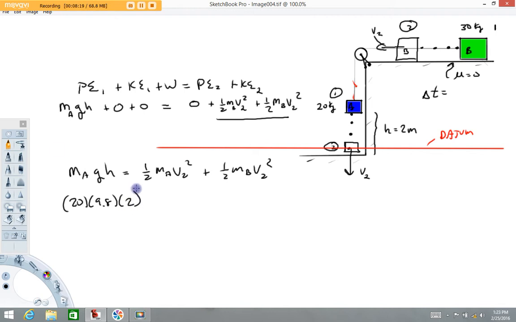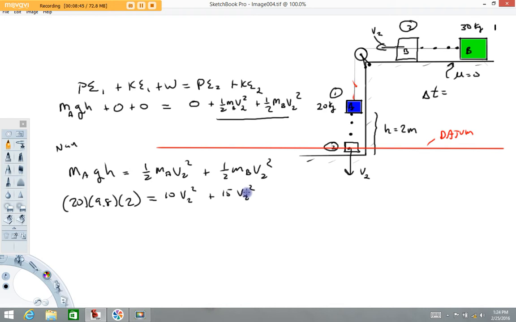And I'm going to put my NCU here because I don't feel like going through and writing units everywhere. That's going to equal 1/2 m_A v2 squared. Now mass A is 20, 1/2 of that would be 10 v2 squared, plus, right? Mass B is 30, 1/2 of that would be 15 v2 squared.